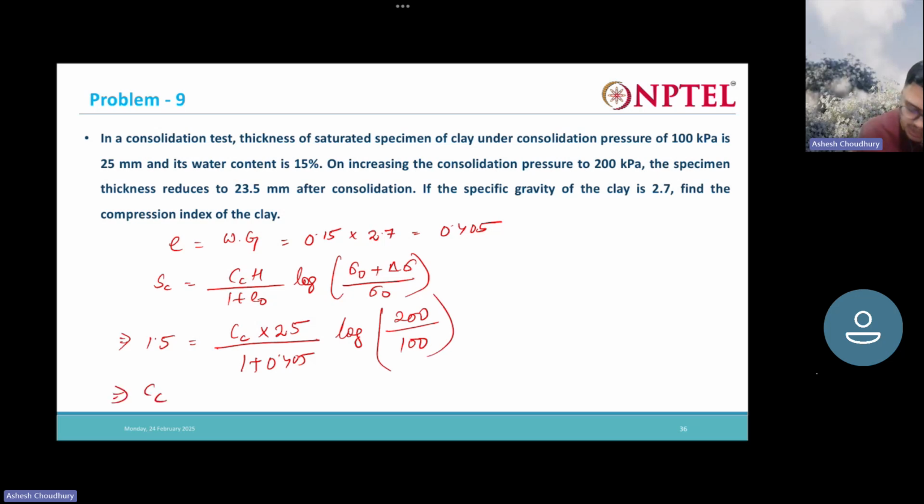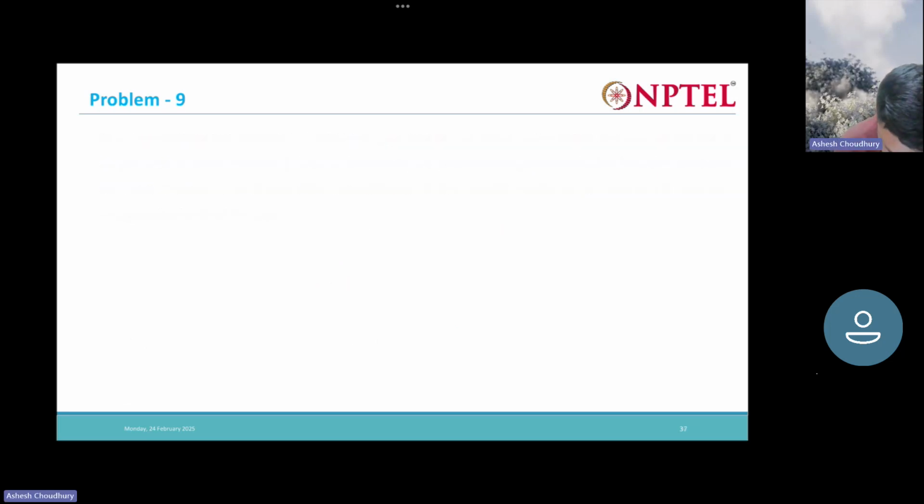So please calculate CC from here. Please calculate. So CC comes out as how much? CC comes out as 0.28. Okay, let's go to the next problem.